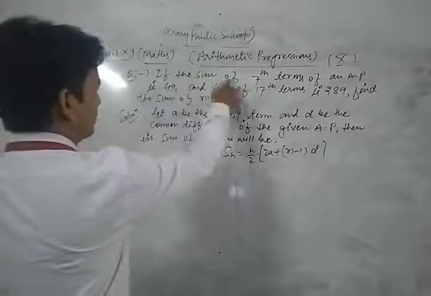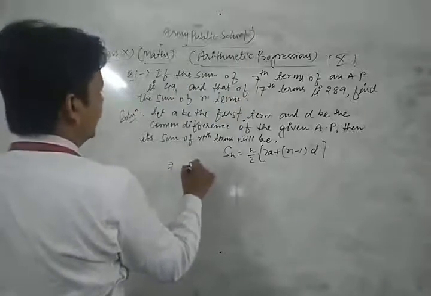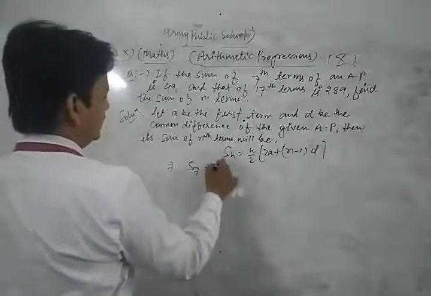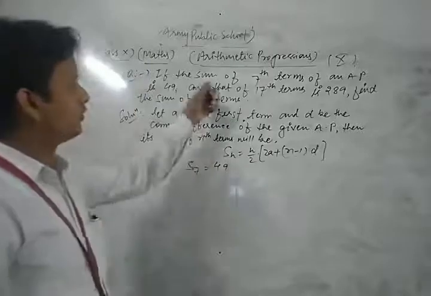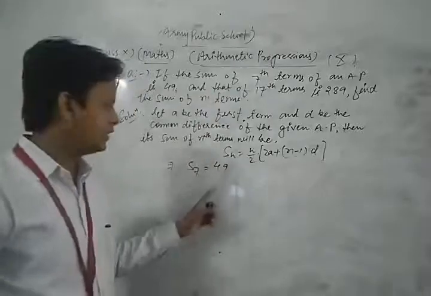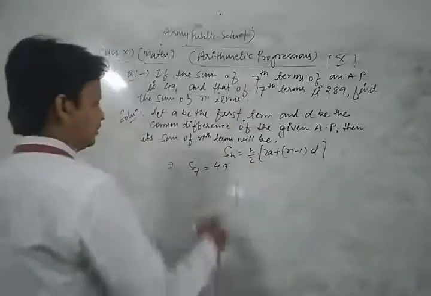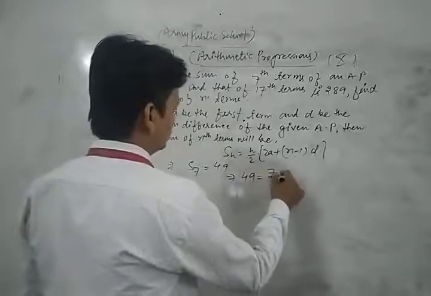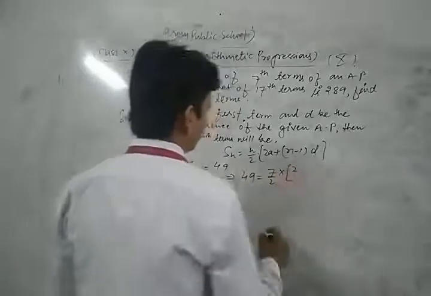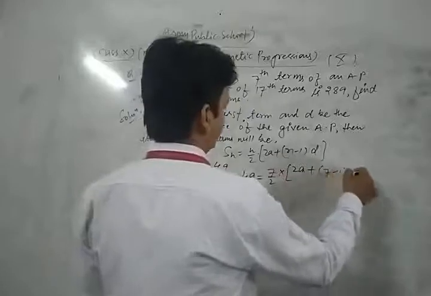Now according to the question, the sum of 7 terms of an AP is 49, so S7 is equal to 49. From there we find an equation. We write 49 is equal to 7 by 2 in bracket 2a plus (7 minus 1) into d.